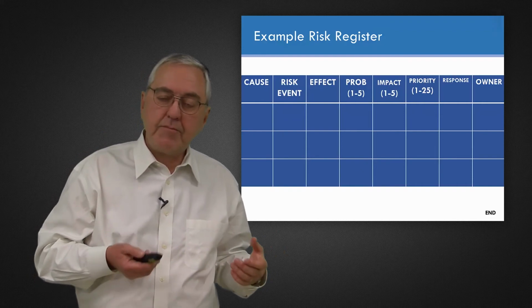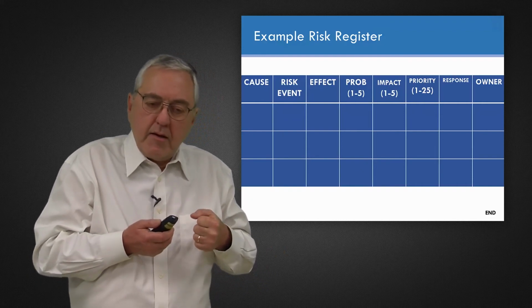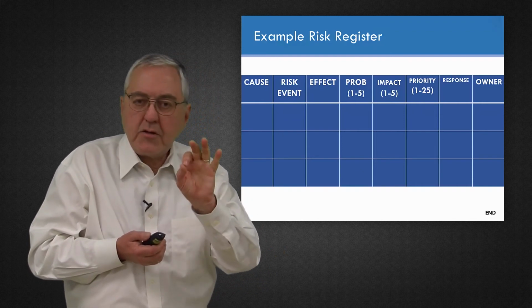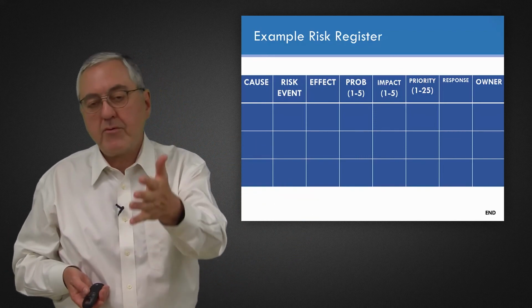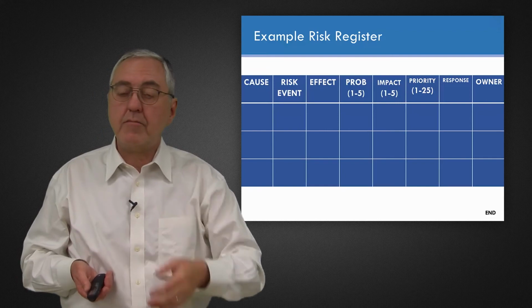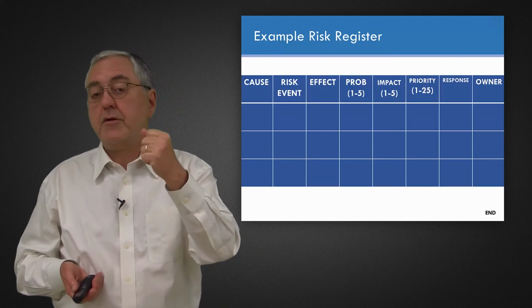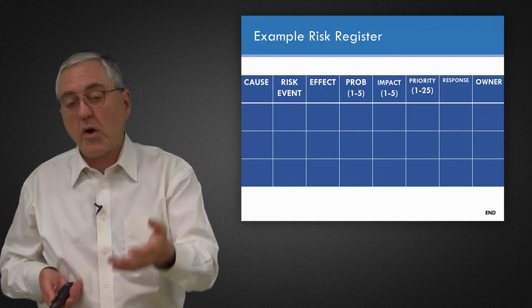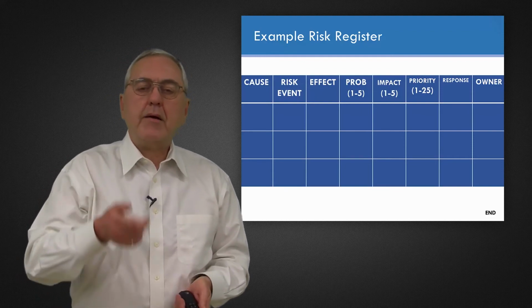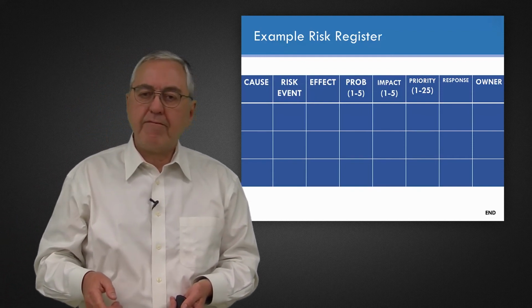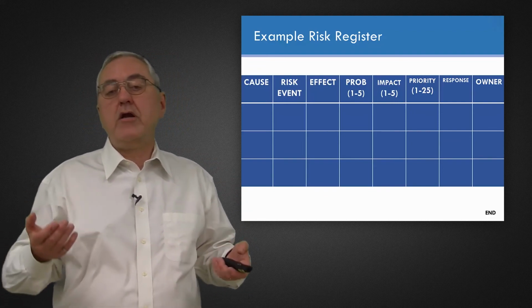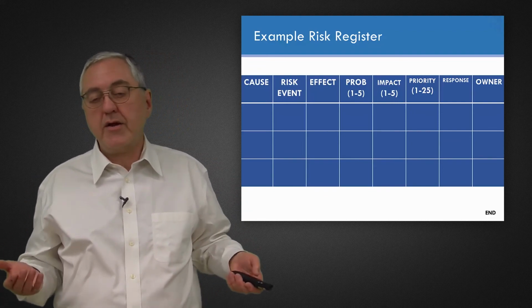I say 15% because we often will choose a specific risk event rather than a vague one. The effect would be so many dollars further required for the budget. Probability might be a probability of 1, impact might be an impact of 5, and the priority would be a 5 on the scale of 1 to 25.